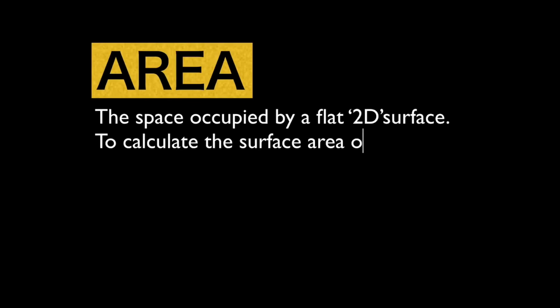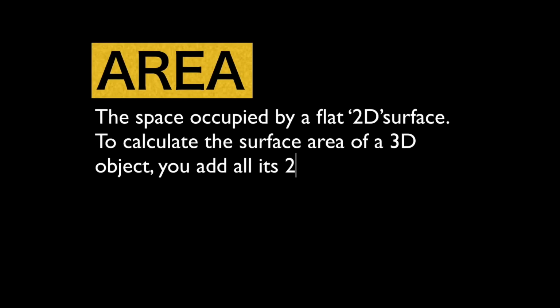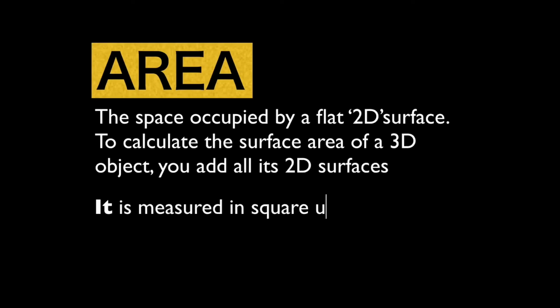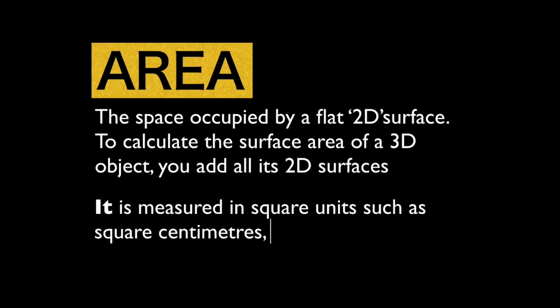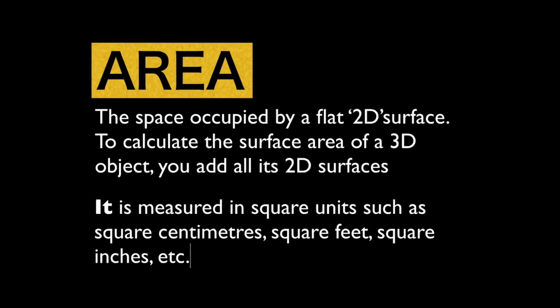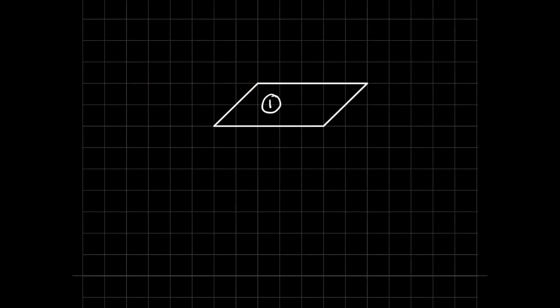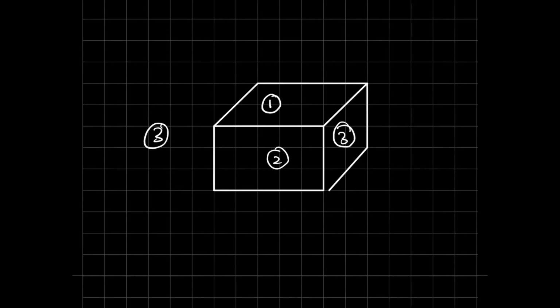So area is the space occupied by a flat 2D surface, and to calculate the surface area of a 3D object, you add all its 2D surfaces. It is measured in square units such as square centimeters, square feet, square inches, etc. So I have drawn the first plane here, and I draw the second plane. Okay, and then I draw the third plane, and opposite to all these I have got three more planes, so total of 6 planes, so 6 surfaces.